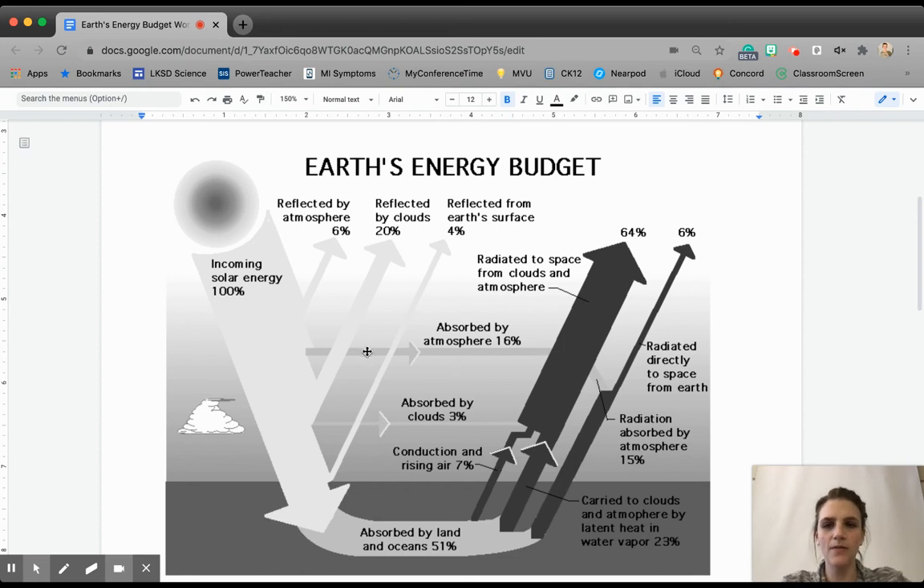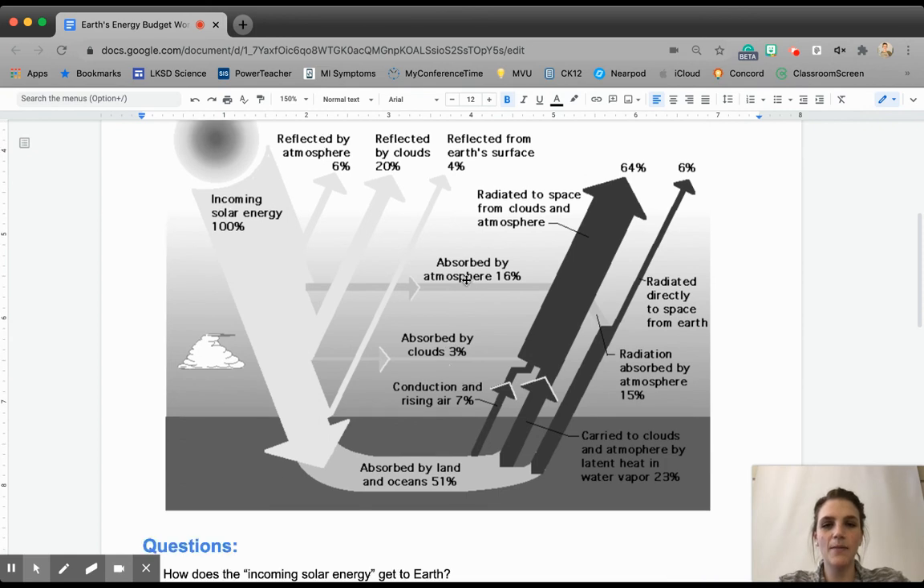There's even arrows here where part of that solar energy is absorbed by the atmosphere, and a little tiny bit of it is absorbed by clouds, right? So of that 100%, some of it is being reflected by the atmosphere, some of it is reflected by clouds, some of it is reflected by Earth's surface. If we total those together, that would tell us how much energy in total is being reflected before it even hits Earth's surface. These other two arrows, if we were to add them together, would tell us the total amount that's being absorbed by the atmosphere and the clouds.